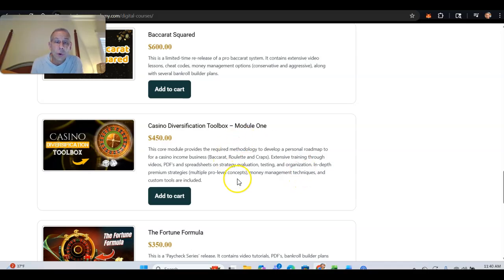Inside of this course has our toolbox concept, how to use our toolbox spreadsheets, money management techniques, how to treat this like a business, how to use bankroll builder game plans, and to turn this into a business. Inside of this building block course is craps systems along with baccarat and roulette.